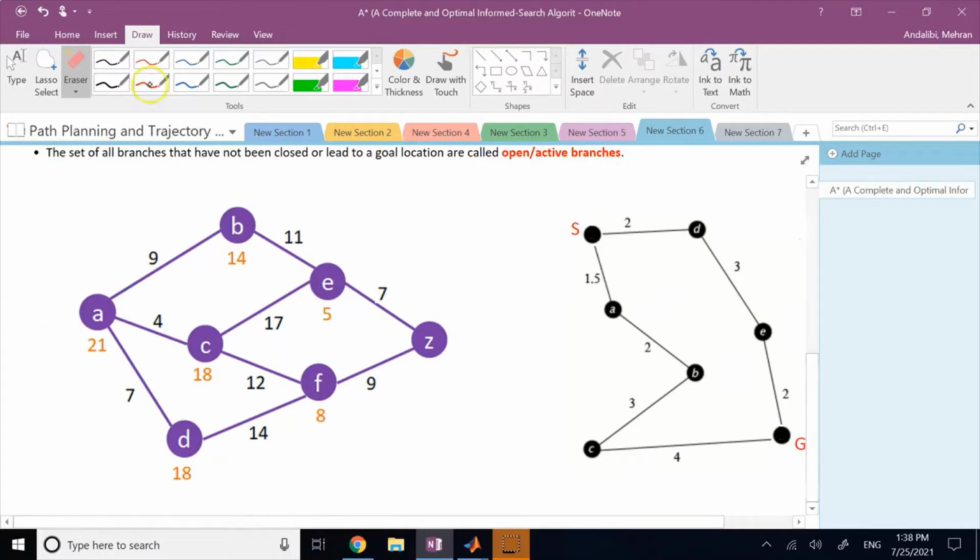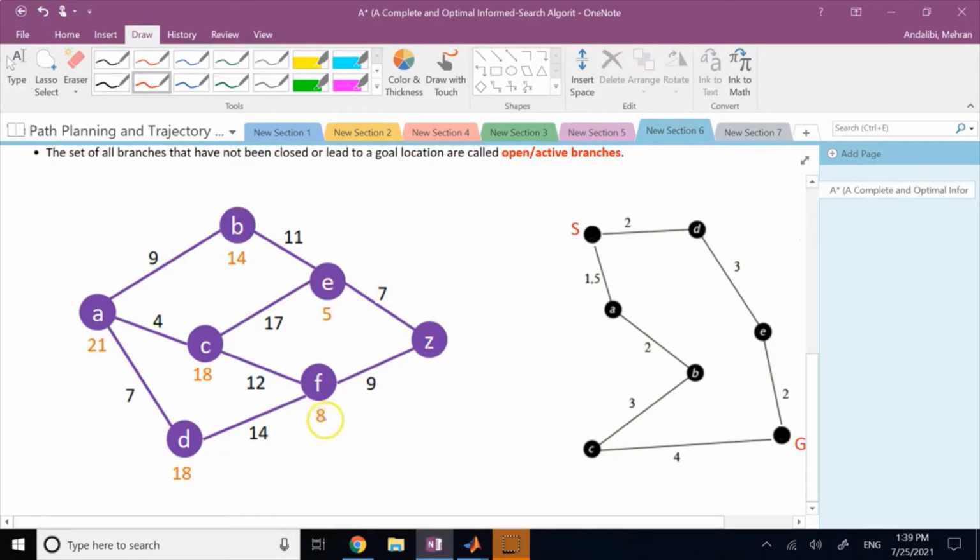Now, if I check it for other nodes, for example, from A to D, right? 21 is less than 5 plus 18, 7 plus 18, so I'm good. If I go from A to C, again, 21 is less than 4 plus 18, that's right, so I'm good. If I go from here to here, 21 is less than 9 plus 14, so I'm good. This one I checked. Let's go from 5 to here. 5 is clearly less than 7, so I'm good.